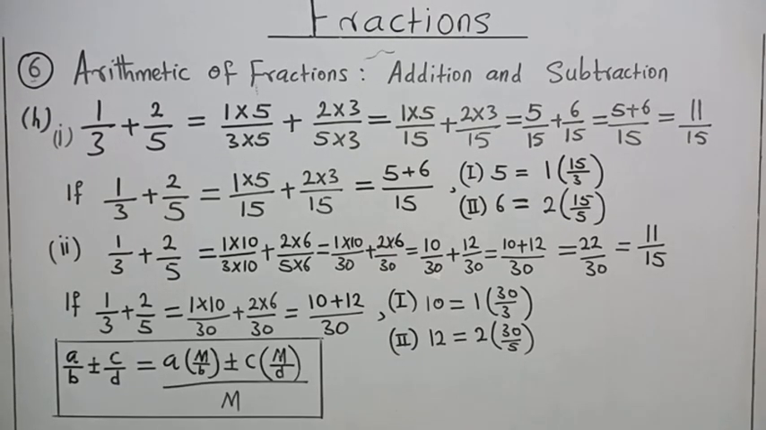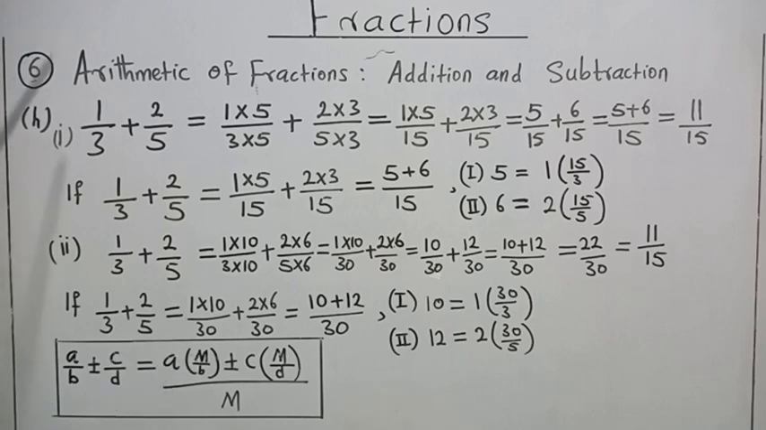And here is the formula for adding and subtracting fractions. A different method from the first one. It says A over B plus or minus C over D is equal to A bracket M over B plus or minus C bracket M over D, all over M. You might wonder what this M is. It is just a common multiple.